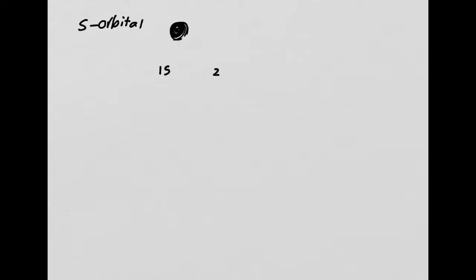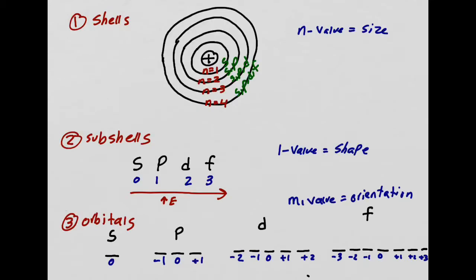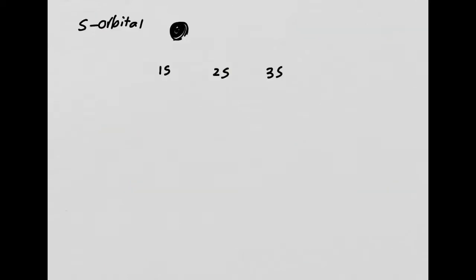I have an S orbital on a second energy level, and I have an S orbital on a third energy level. Because if we go back to our last page, you'll see that every level has an S orbital. So I have an S orbital in the first, second, third, and fourth energy level.